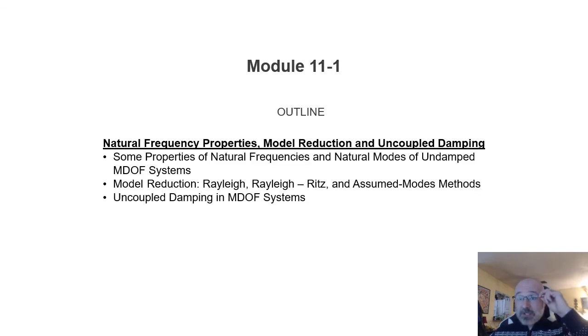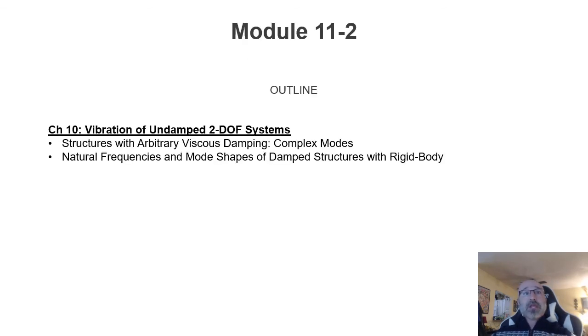We'll break this down into 2 to 3 sections. We're going to call it 11.1 and 11.2, but 11.1 will have 2 sections within it. We're dealing with module 11.1. We're talking about our natural frequencies, some modes of undamped multi-degree of freedom systems, and some uncoupled damping of multiple degree of freedom systems. And as we get into the lectures for these, we'll specifically break this down a little bit more. The second section we're going to get into, 11.2, continues on with viscous damping for complex modes and talks about mode shapes of damped structures with rigid bodies.